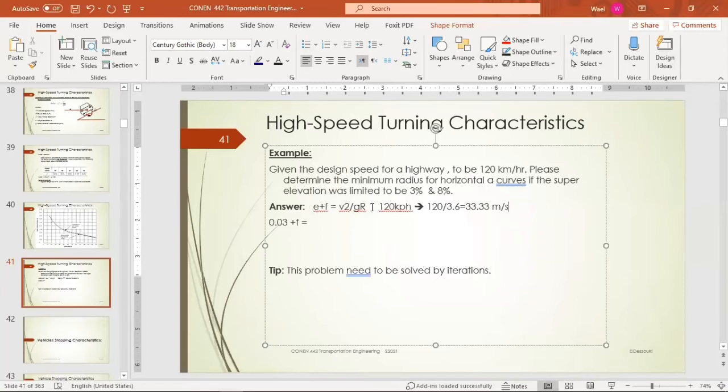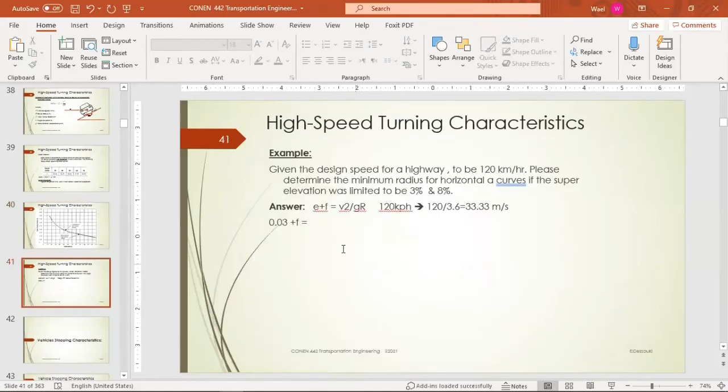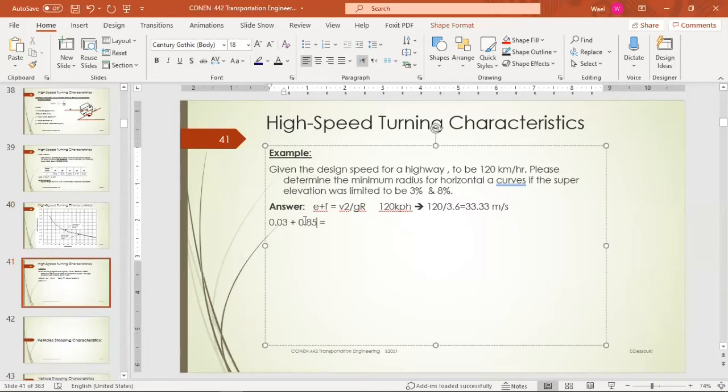Okay, so let's see for that speed, what will be the coefficient of friction. So at 120, the coefficient of friction will be 0.85, for example. So F will be 0.85 plus V square, which is 33.33 square divided by G times R.